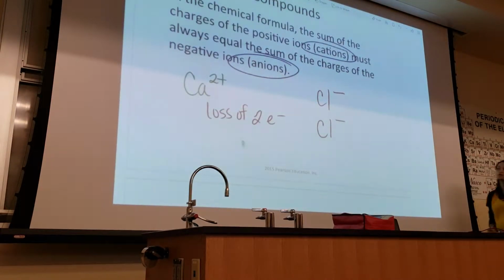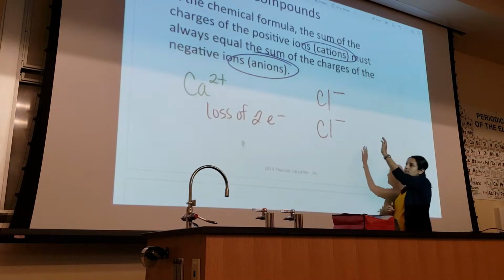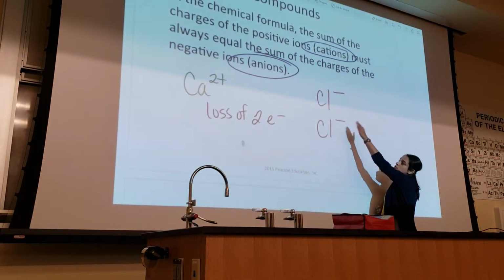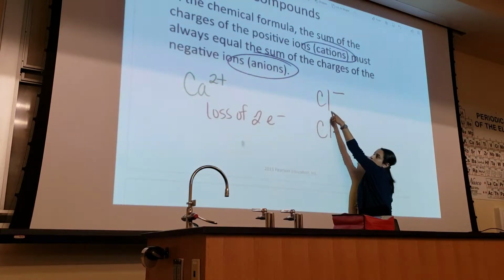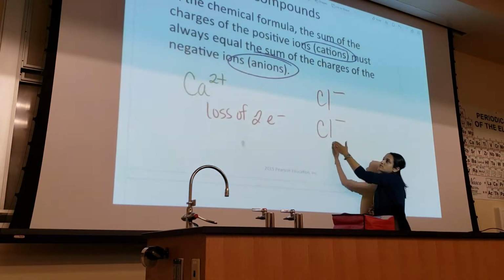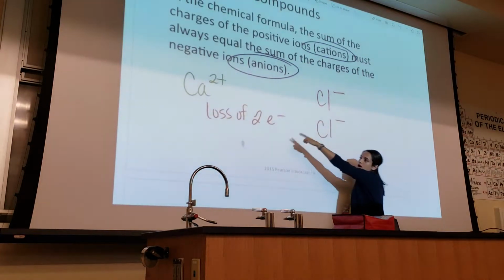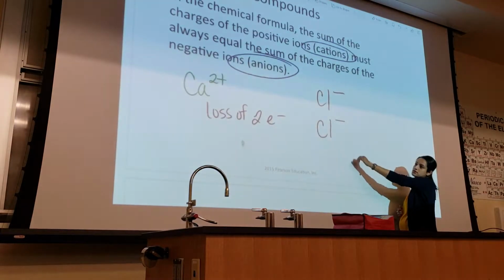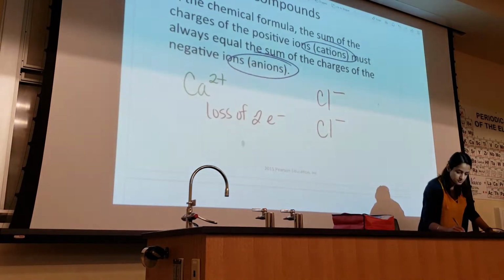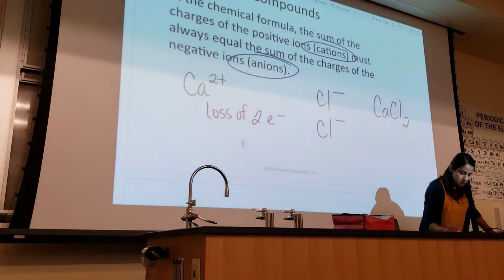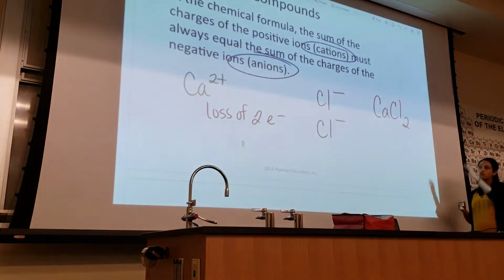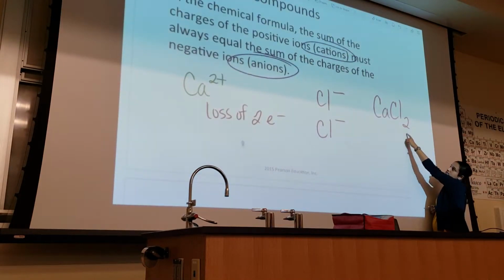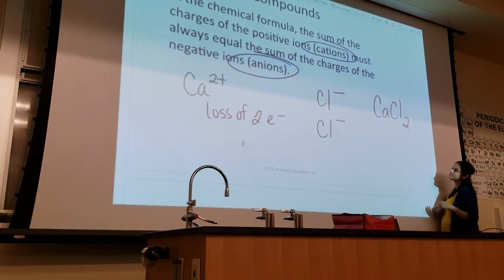Now, if you look at this, notice I wrote it twice, because here it's losing 2 electrons. The thing is, chlorine only wants to gain 1. So because of that, you need to have 2 of them in order to accommodate these 2 electrons. So here you have 2 chlorines for every 1 calcium. So when you write this formula, it looks like this. You have 1 calcium for every 2 chlorine. And you do a subscript like this to show that.